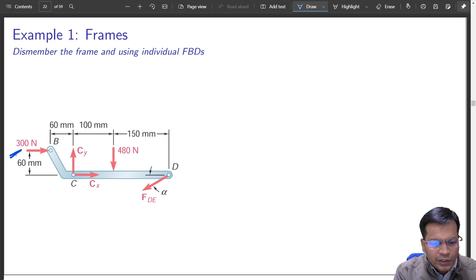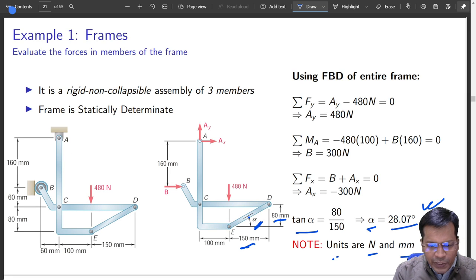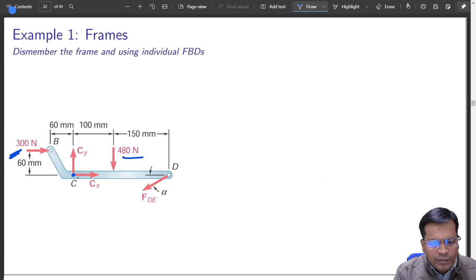This was 300 Newton, which we found out through a method done earlier. This is an external force which it is supporting. This is something that we want to find out because it is a pin joint. It will have two forces. The direction of that is arbitrarily chosen. I don't know where it is directed, so I have arbitrarily kept it along this.